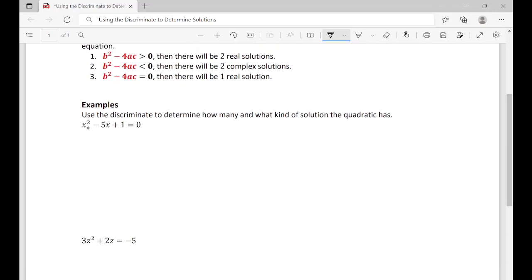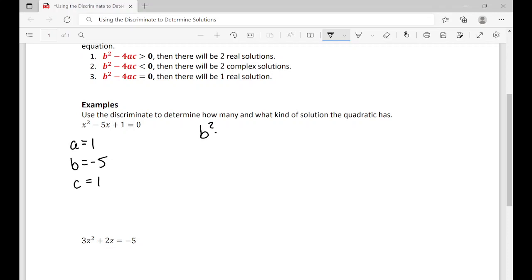So let's start with the first one. x squared minus 5x plus 1 equals 0. I'm going to figure out what my a, b, and c are. So a equals 1, b equals negative 5, and c equals 1. Now I'm going to plug it into my discriminant, which is, again, b squared minus 4ac.